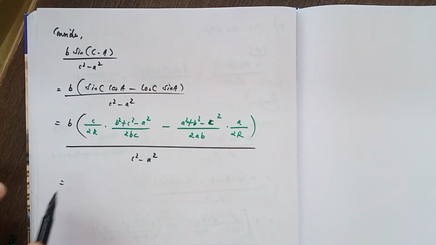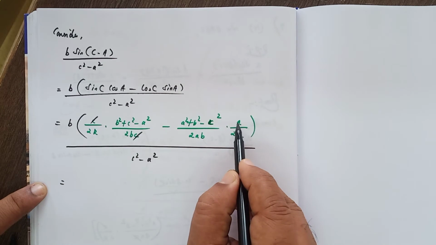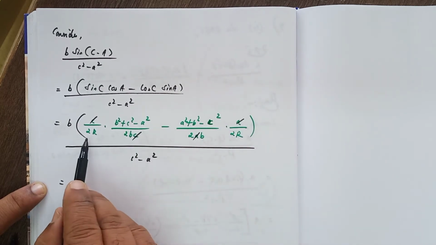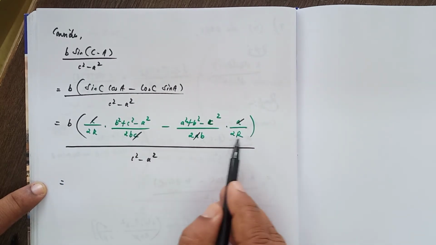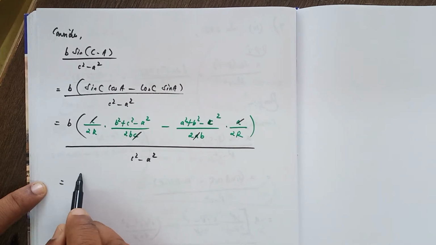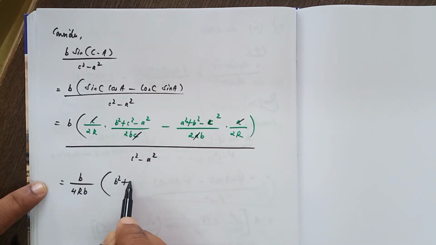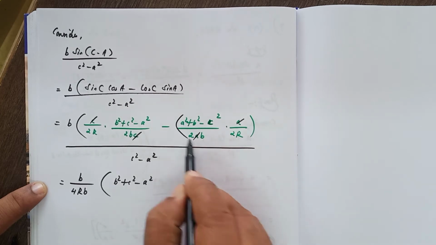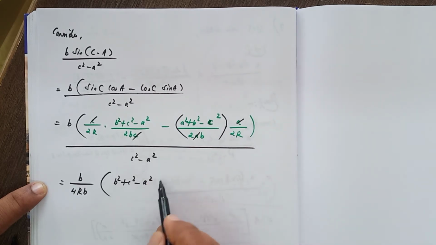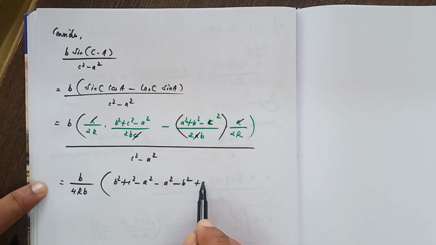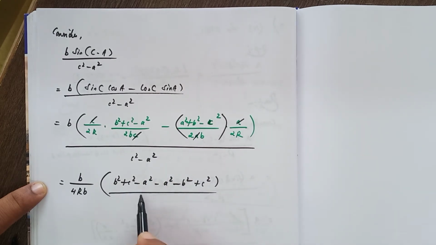That is equal to, here CC get cancelled, here AA get cancelled. 2R into 2B, 4RB, here also 4RB in the denominator. Already we have B in the numerator, B divided by 4RB into, write the numerator as it is, B squared plus C squared minus A squared. This is common, minus is common, so minus into A squared, minus into B squared, minus into minus plus C squared, divided by C squared minus A squared in the denominator.